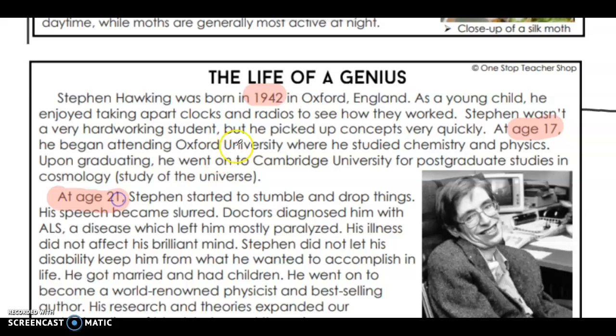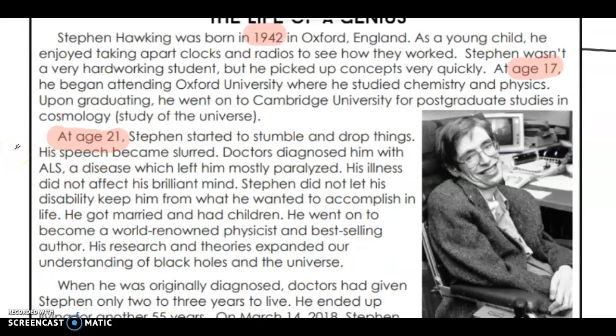At age 20, okay, I'm seeing that it started at 1942, age 17, it's talking about something in order, talking about his life in order. Stephen started to stumble and drop things. His speech became slurred. Doctors diagnosed him with ALS, a disease which left him mostly paralyzed. His illness did not affect his brilliant mind.